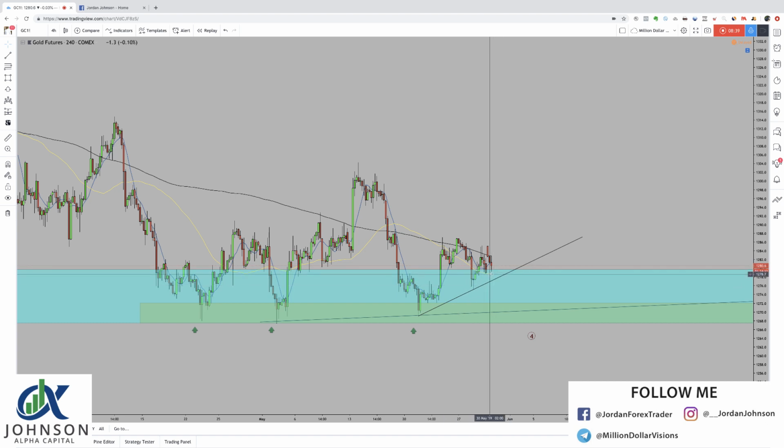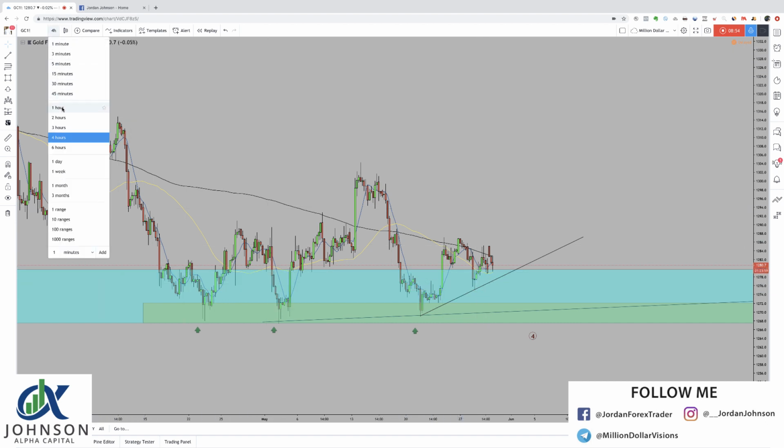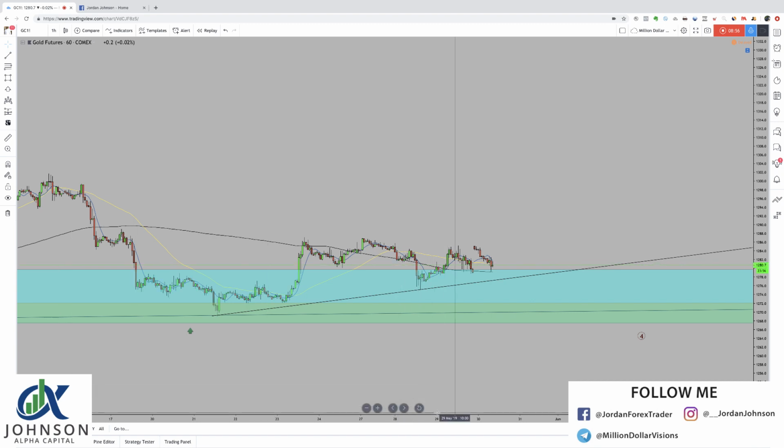We'll probably be looking for an entry long on gold shortly. I will probably have my stops beneath this last little swing low here before we start moving up. So we can go down to an hourly time frame.